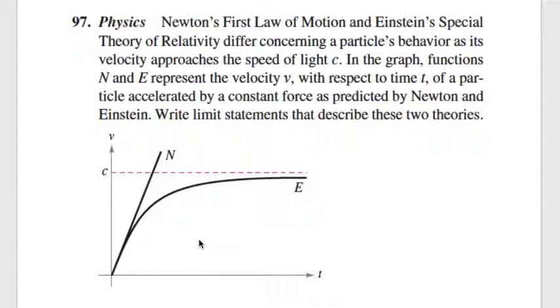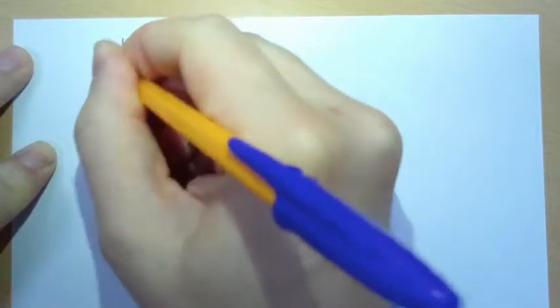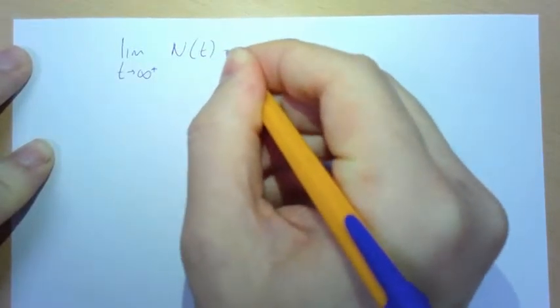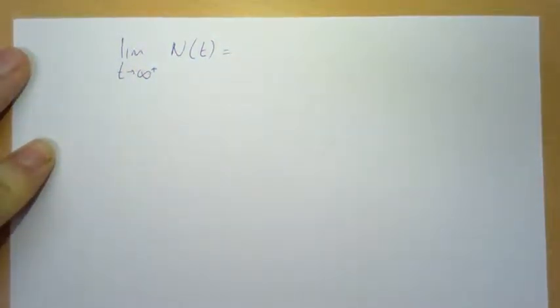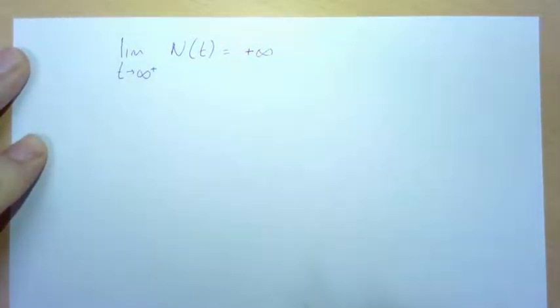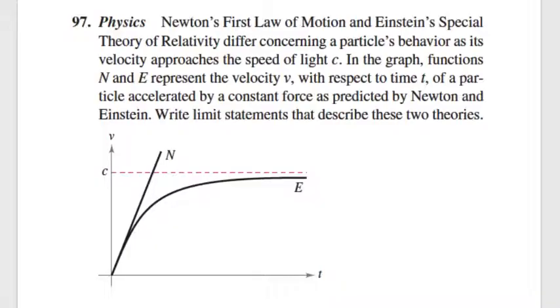So in this exercise, all we do is interpret the limit, what happens as t goes to infinity. For the first function, the limit as t goes to positive infinity of the graph represented by the theory of Newton, what happens is that it goes to positive infinity. Let's check: if t goes to infinity, n goes to infinity.